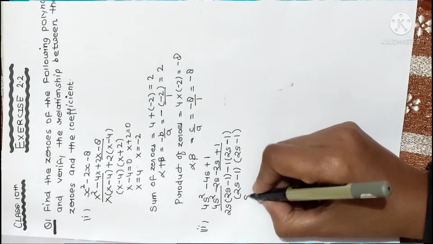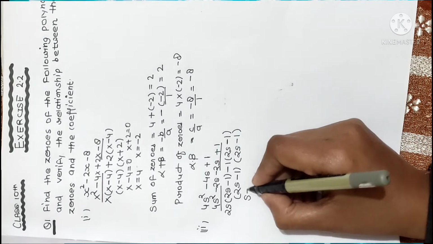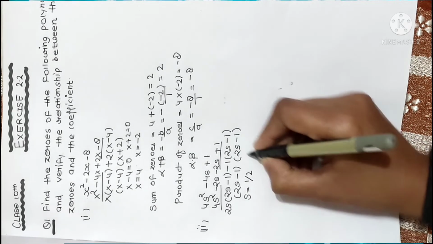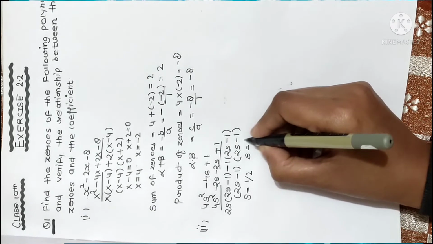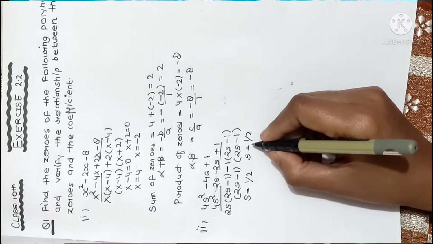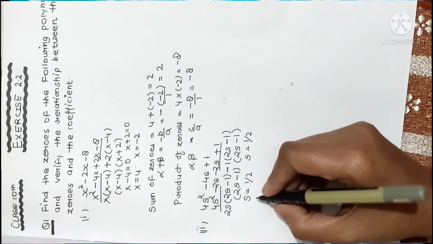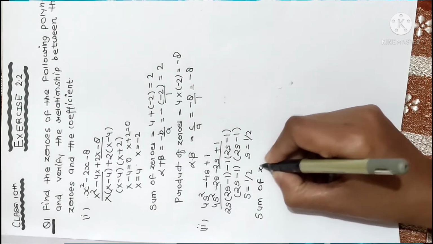Okay, two zeros. If we take this one equal to 0, then the value of s will be 1 upon 2, and if we put this equal to 0, then s equals again 1 upon 2. So it has the same roots, the same zeros, 1 upon 2 and 1 upon 2. Next is the sum of zeros. We have to verify it also.